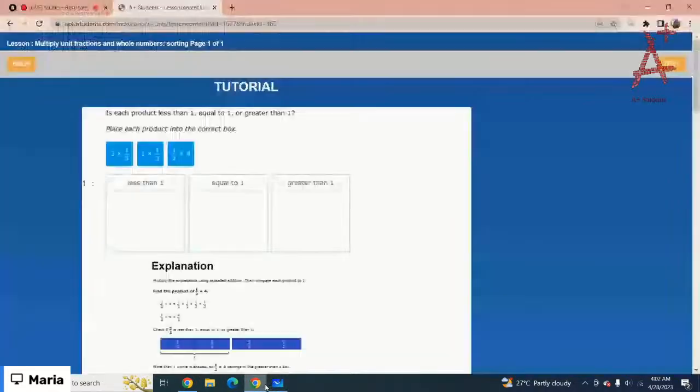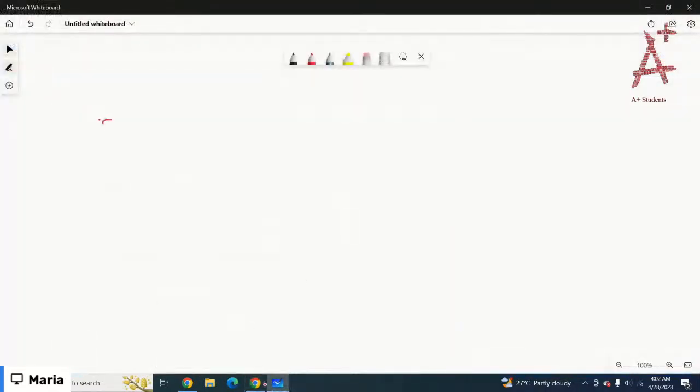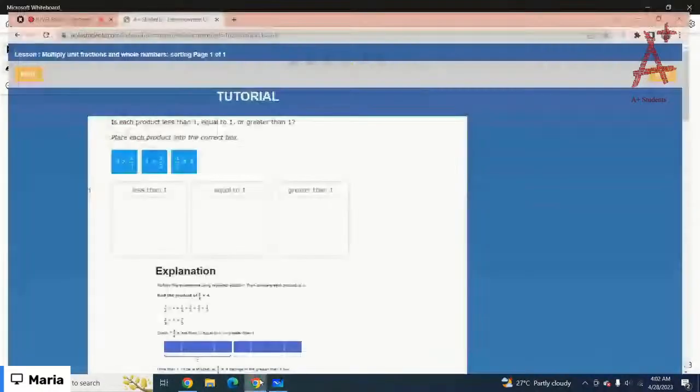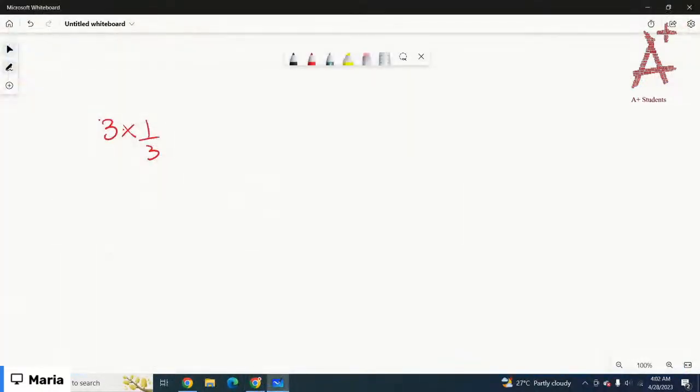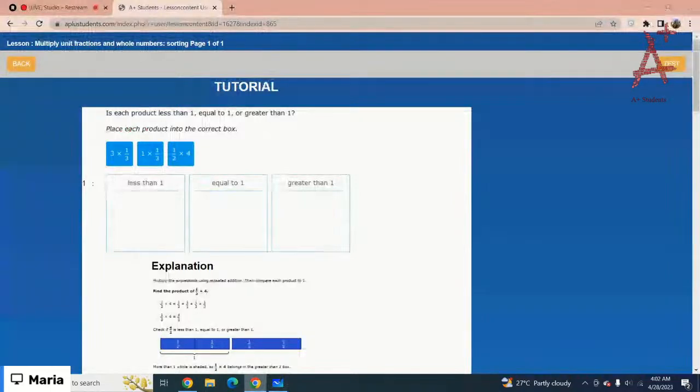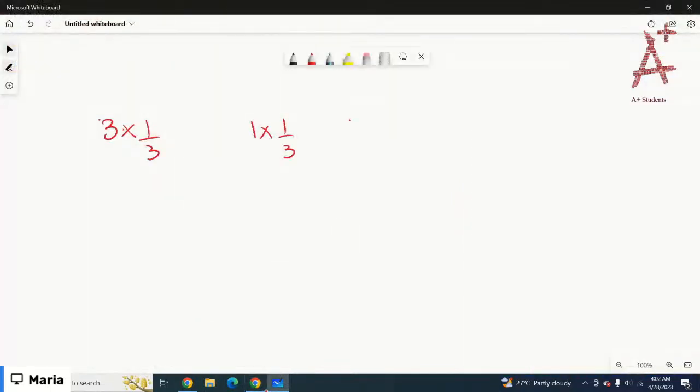The first one is 3 times 1 by 3. The second one is 1 times 1 over 3. And the next one is 1 by 2 times 4. Just solve the fractions, got it?